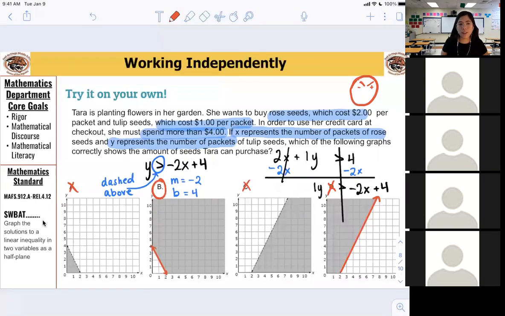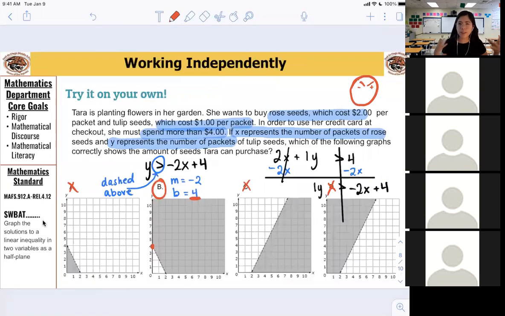Now, if you were a little bit confused about the slope, you can also look at the y-intercept, because we know that the y-intercept should be 4. In B, it does touch the 4, but in D, it doesn't pass through the 4 at all. So that's why B is correct. All the other ones you could eliminate.